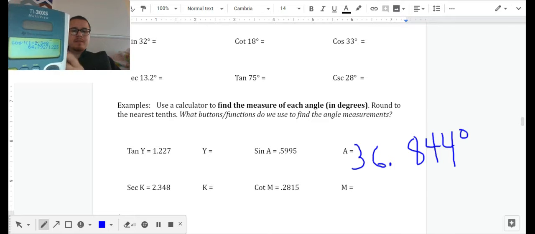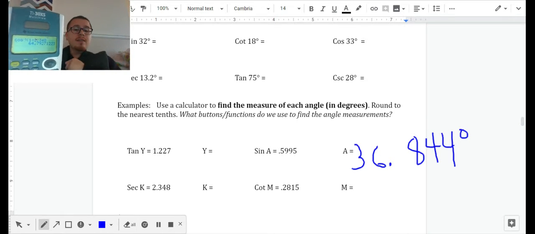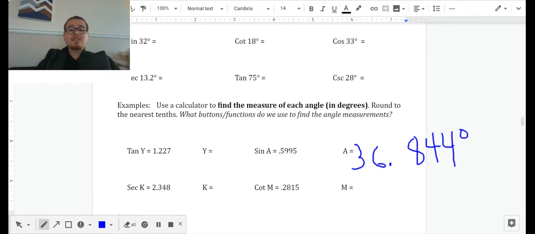64.793, and obviously sometimes they only ask for one, a tenth, a hundredth. So I'm just going to try to keep you guys being as precise as possible. That's at math practice 6. So that is how you find the angle measure when you're given a ratio. So that's two different things you can do with your calculator.